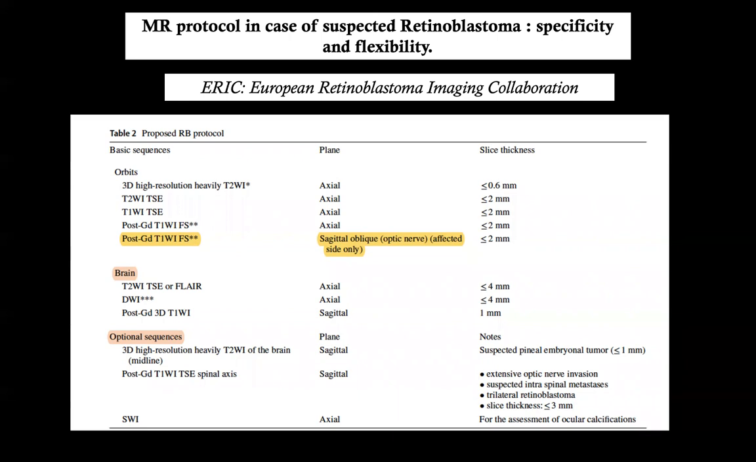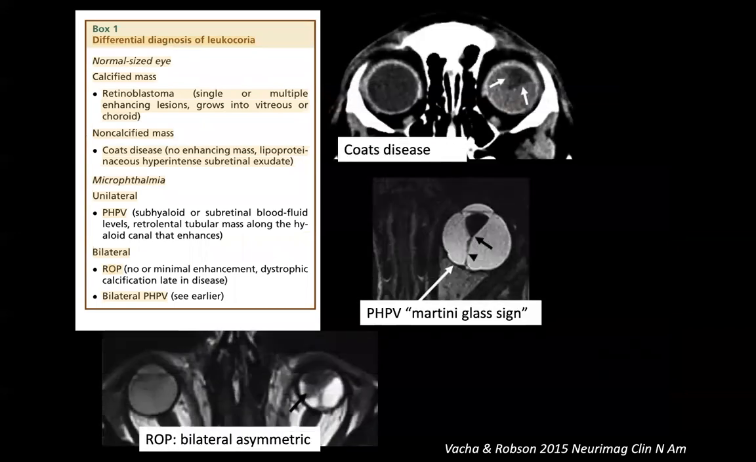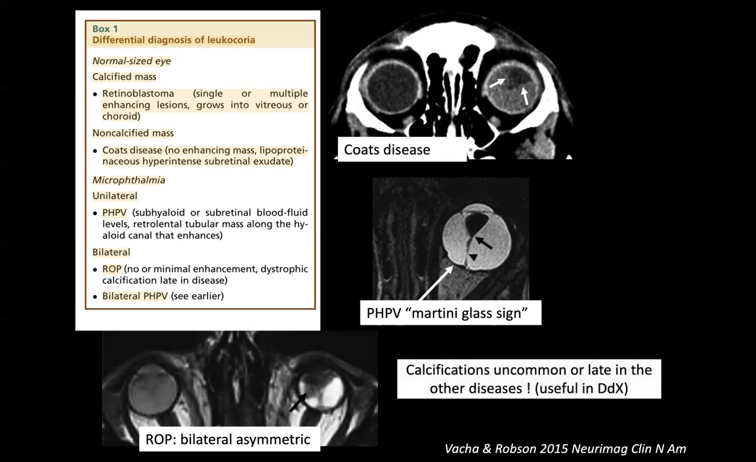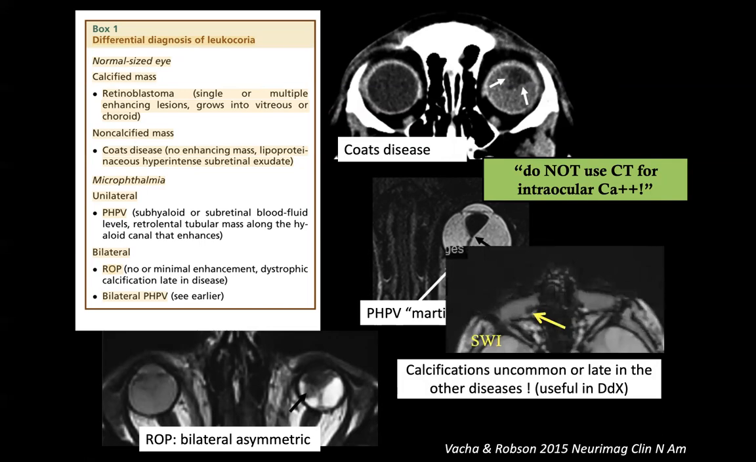And just to show you the main differential diagnosis: Coats disease, persistent hyperplastic primary vitreous, and retinopathy of prematurity, all of them do not have calcification early on. So we need to look at the calcification, but we cannot use CT in children with suspected retinoblastoma. So we can use SWI as an alternative on MRI, and ultrasound. Very, very important.